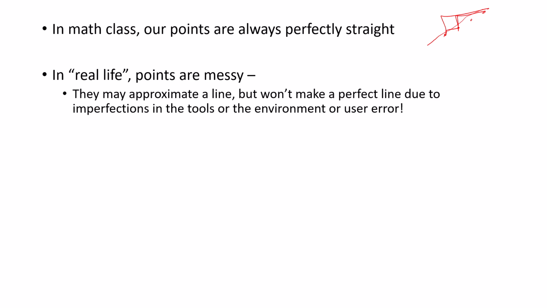In real life, and I do put real life in quotation marks there because I don't want to build off this idea that math class isn't real life. Certainly there is a place for the abstract, for the idea. But when we take it outside of that, points are messy. They may approximate a line, but they won't make a perfect line due to imperfections in the tools that we use, imperfections in the environment, or just straight up user error. Like sometimes it's our fault. We don't read the ruler correctly, or our hand shakes a little bit. Maybe the scale that we're using isn't calibrated exactly right.